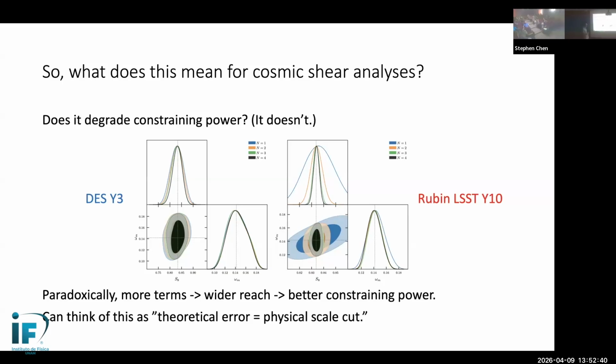And so we can really think of adding these counterterms as a way of turning a physical scale cut into a theoretical error that I have to fit over my lensing observable. And you can see that it'll be particularly powerful for future surveys like Rubin LSST, which have a lot of constraining power on small scales, where you can see really factors of several improvement when I do concentration.